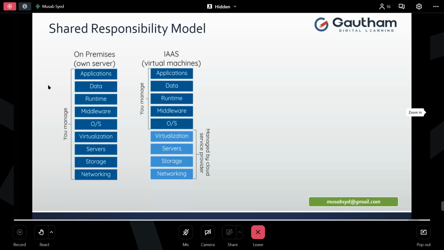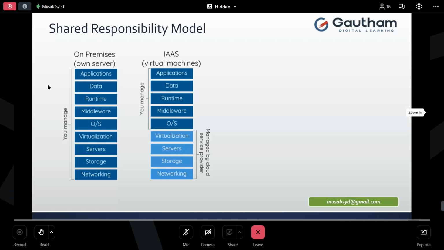IaaS stands for what, guys? Infrastructure as a service. Infrastructure means computing resources. Like you say, I want one machine with 64 GB RAM, 32 CPUs, 2 TB hard drive. What is this? Infrastructure. Am I clear or not? Computers and computing resources are called infrastructure.